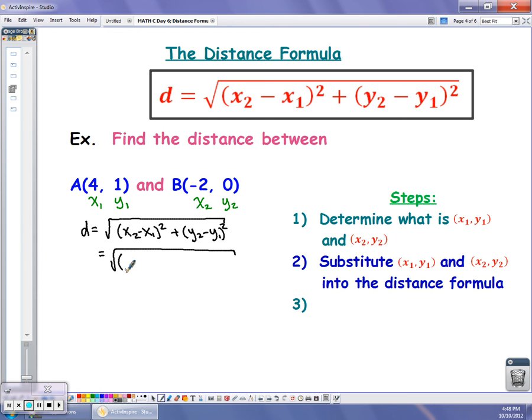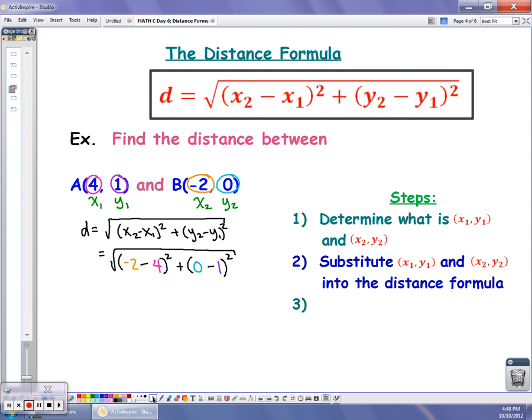I open up my parentheses and I look for what x2 is. We can see that x2 is negative 2. We'll keep the minus sign. We'll find x1, and x1 happens to be 4. We'll close up the parentheses, put in the squared and the plus sign, and we'll open the other set of parentheses. y2 happens to be 0, minus y1, which happens to be 1. We'll close up that parentheses, and we'll keep that squared.